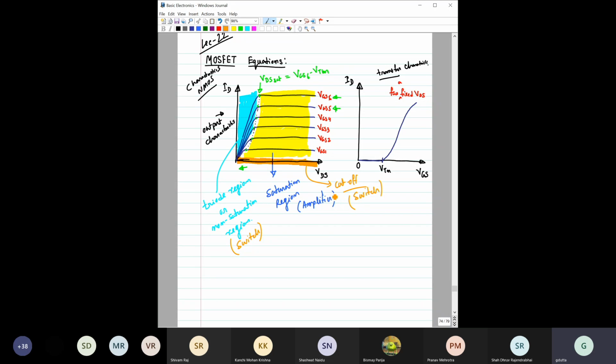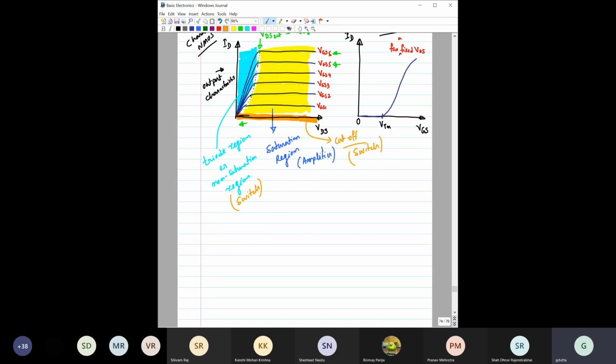Right. Now, the thing is, how do you describe these MOSFET characteristics by mathematical equations? For that, we have two equations, which are given in this way. ID equals Kn times (VGS minus VTN) times VDS minus VDS square. This is one equation. I will tell you when these two equations are valid, or what the criteria are for which you can use each equation.